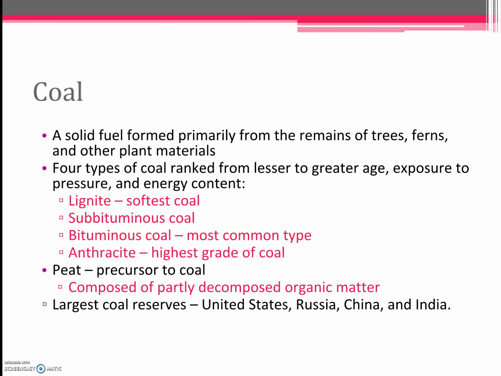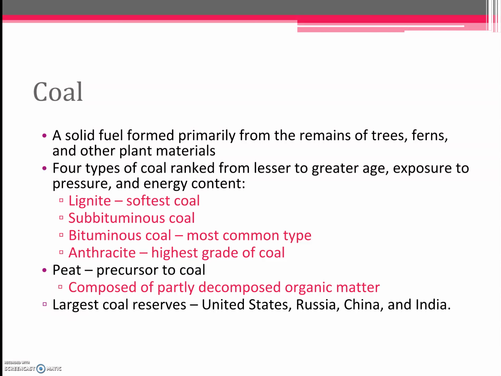We're going to start with coal. Coal is a solid fuel formed primarily from the remains of trees and ferns and other plant materials from 280 to 360 million years ago. There are 4 types, ranked from lesser to greater age, exposure to pressure and energy content. And the 4 types are lignite, subbituminous, bituminous coal, and anthracite.